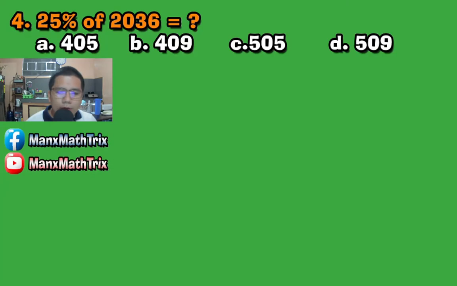What is 25% of 2036? So, again, by using the right analysis, para mas mapabilis ang solution natin, instead of multiplying 2036 by 0.25, pwede din nating i-divide ang 2036 by 4. So, paano nangyaring pwede yun? So, di ba ang 25% equal lang siya sa 25 over 100, which is, pag ni-lowest term mo siya, equal lang siya sa 1/4.